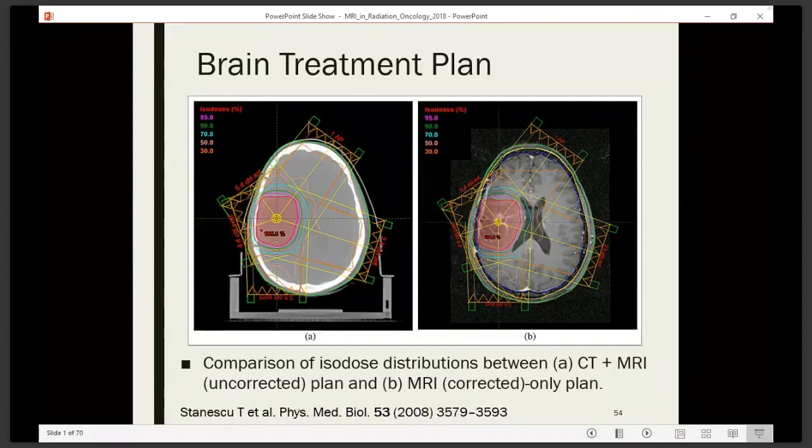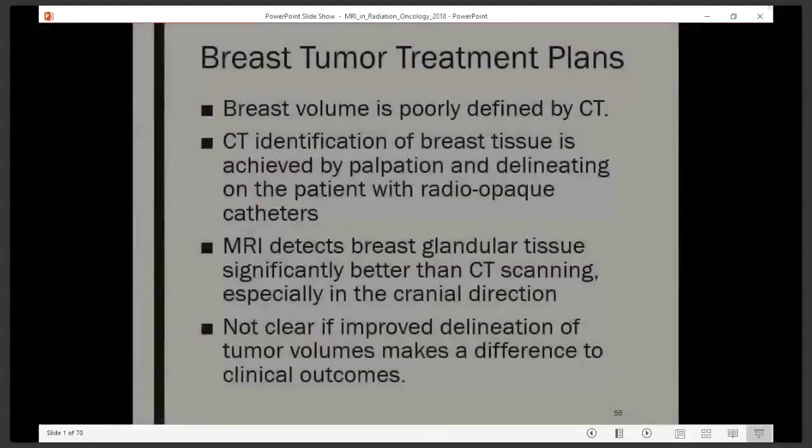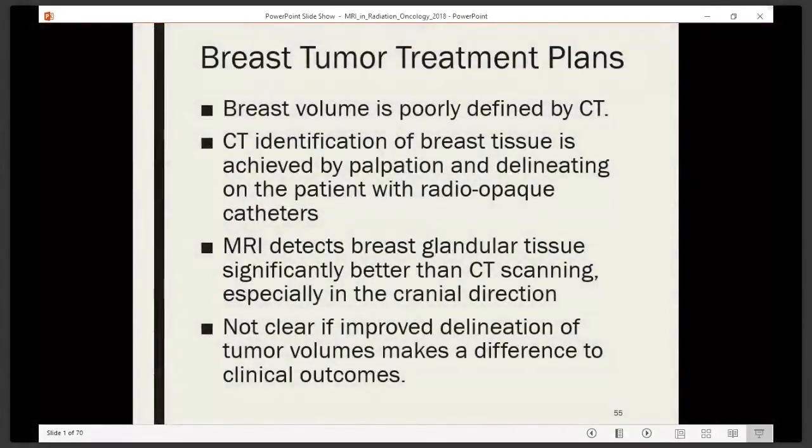And so here's an example of a treatment plan. On the left is one where you acquire the MRI data and fuse it with the CT data. And on the right is one where it's just done with the MRI data alone. And so if you're careful about your geometric distortion and all, you can do quite a good job with just the MR data, particularly with brain imaging.